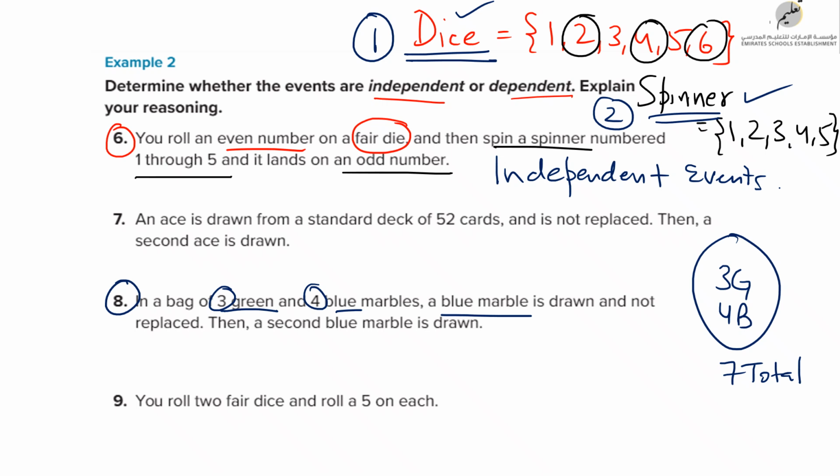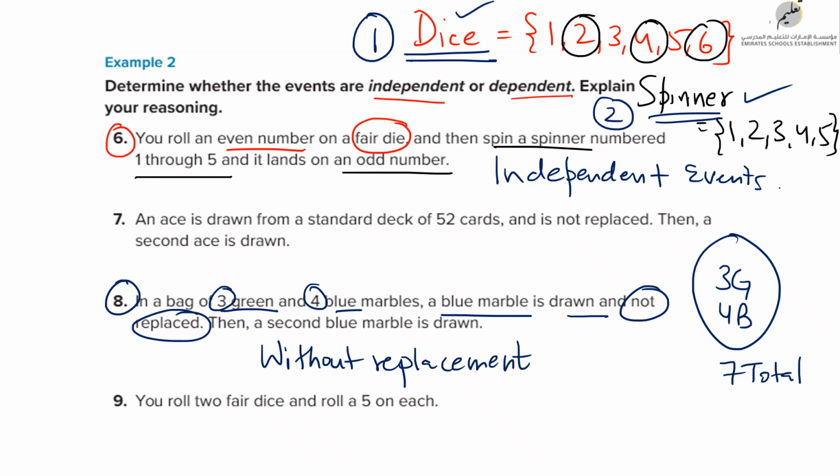A blue marble is drawn and not replaced. So this is a question on without replacement. So for example, first time I take out the marble and I take a blue marble. That means probability will become how much? How many blue you have? Favorable outcome 4 out of total how much? 7.